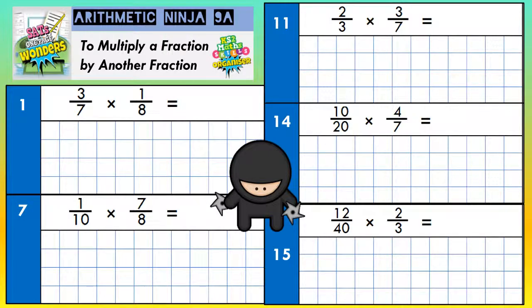Now, the first thing we need to note here is that we do not need a common denominator when multiplying or dividing fractions. We do need a common denominator when we're adding or subtracting. So all we've got to do when we're multiplying two fractions is do the top times top, and then we've got to do bottom times bottom.